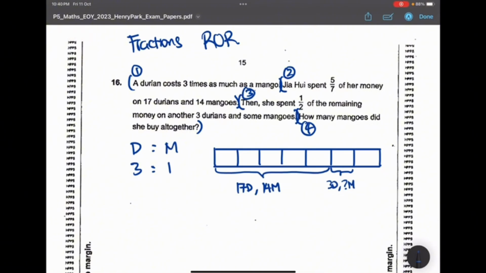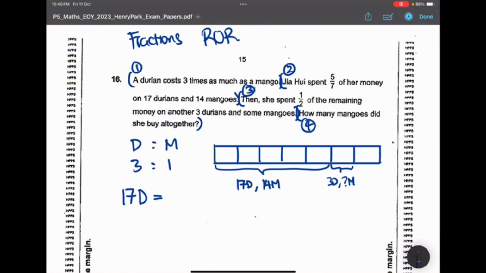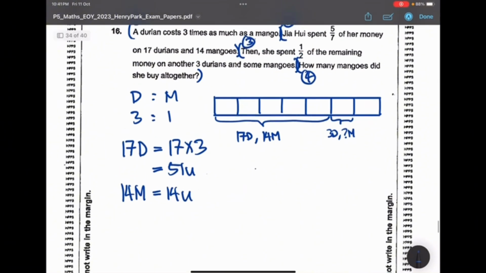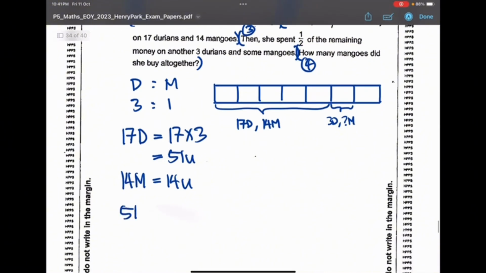Now, what I want to do is to convert durians and mangoes into units, just like what I did with the ratio over here. So, 1 durian and 1 mango equals 4 units in total. Likewise, I want to convert my 17 durians and my 14 mangoes into units as well. 17 durians would simply be 17 times 3, and that would give me 51 units. 14 mangoes would be 14 units. So the total number of units over here would simply be 51 units plus 14 units, and that would give me 65 units. Now I know that 17 durians and 14 mangoes is actually just 65 units.